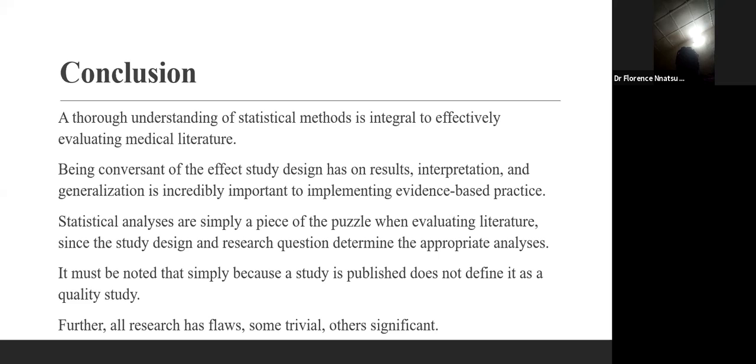It must be noted that simply because a study is published does not define it as a quality study. Further, all research has flaws, some trivial and others significant. Next.